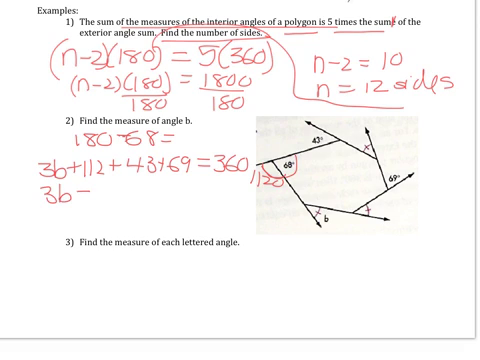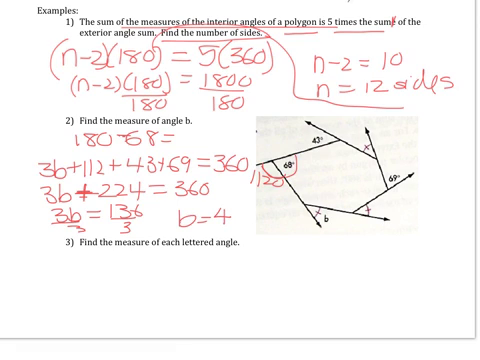That gives me 3B plus 224 equals 360. 3B equals 136. I'm going to leave this as a fraction because it's a repeating decimal. 45 and 1/3, I believe, is what I get.